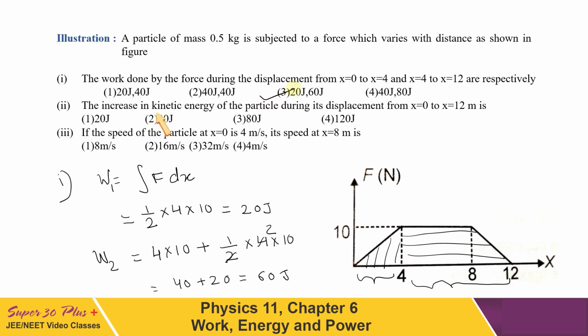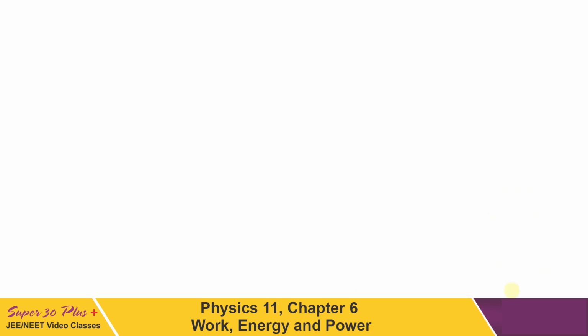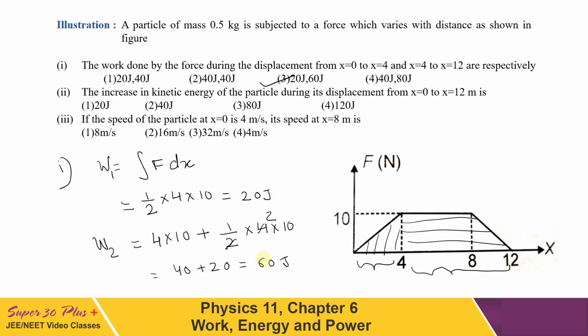The increase in kinetic energy of the particle during its displacement from 0 to 12 meter is asked. Now we know that increase in kinetic energy is equal to the whole work done. So from 0 to 12, the net work done will be W1 plus W2, which is 20 and 60. We had got the values, so it is equal to 80 joule. This is equal to the increase in kinetic energy. Which option is this? Again, the third option.